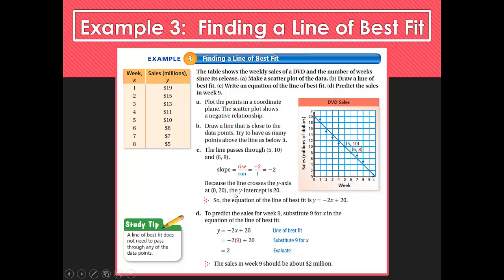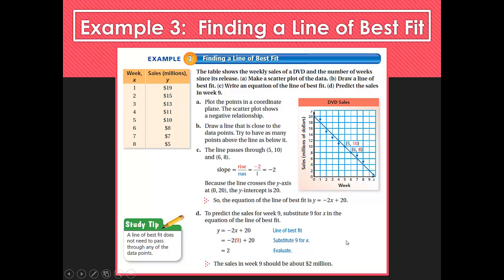Because the line crosses the y-axis at 0, 20, so you can see up here it's at 0, 20, the y-intercept is 20. So the equation of the line of best fit is y equals negative 2x plus 20. Negative 2 was our slope, and 20 was our y-intercept.